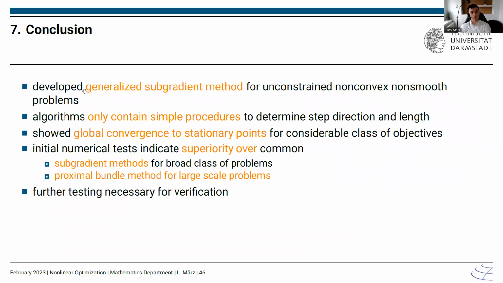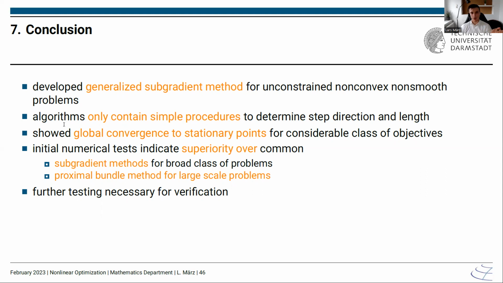So the paper generalized the subgradient method to unconstrained, non-convex, non-smooth optimization problems. The algorithm only contains simple procedures such as minimizing a convex objective or this line search procedure. What's actually the most difficult aspect of it is finding these quasi-secants, which is only shown right now in these papers for convex problems and DC functions, so difference of two convex functions. So that's the hardest part of it.